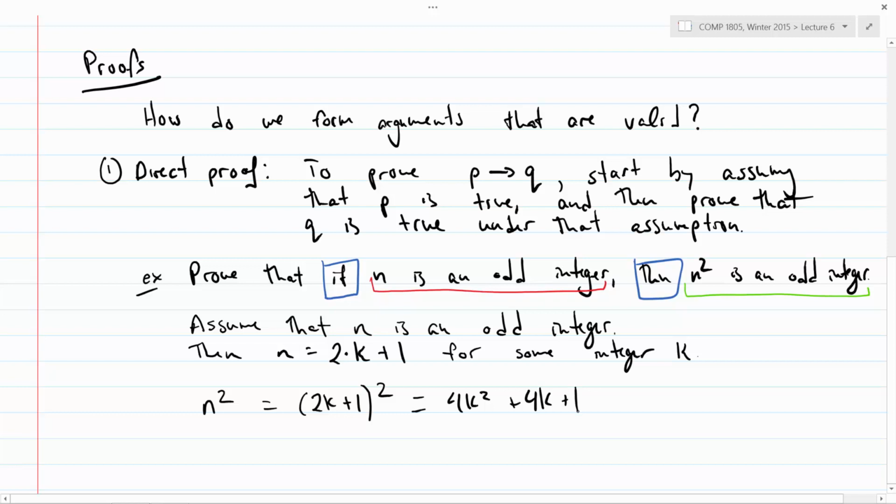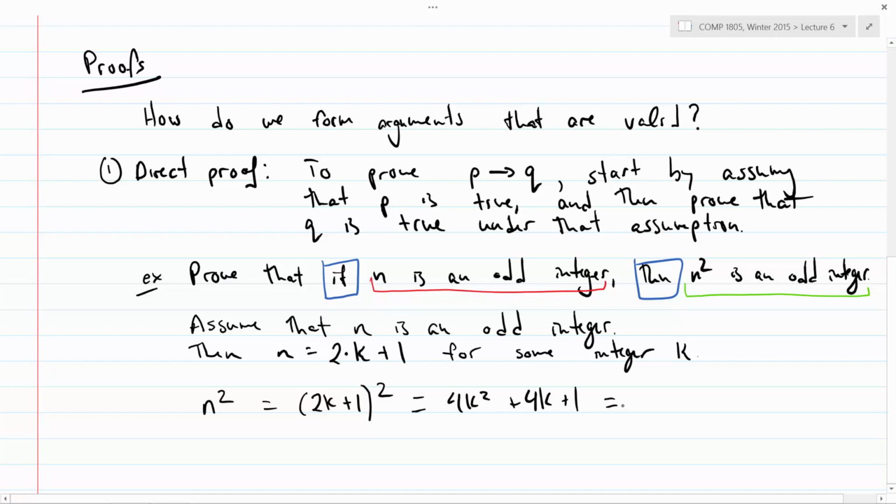Okay, so that's something you need to be able to do. This is basic math. You need to know how to do that. If you can't do it all in one step, write 2k plus 1 times 2k plus 1, and then do first, outer, inner, last. All right, so now that we have this, we know what n squared looks like, and we want to try to convince ourselves that that is odd.